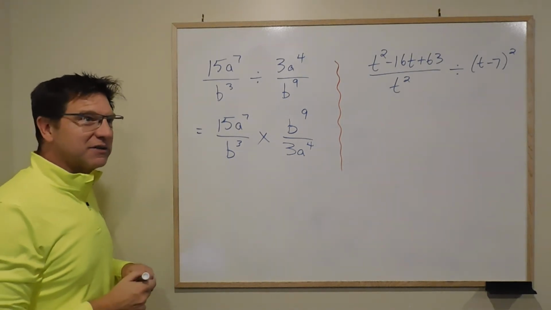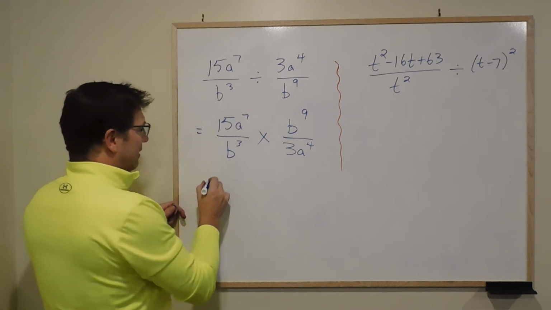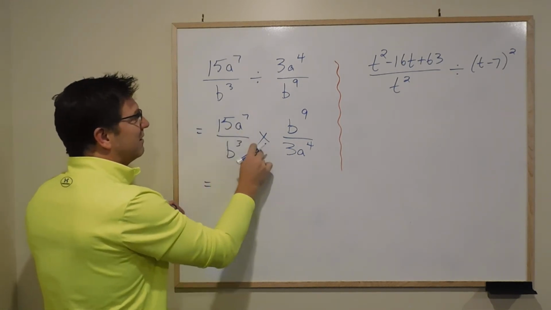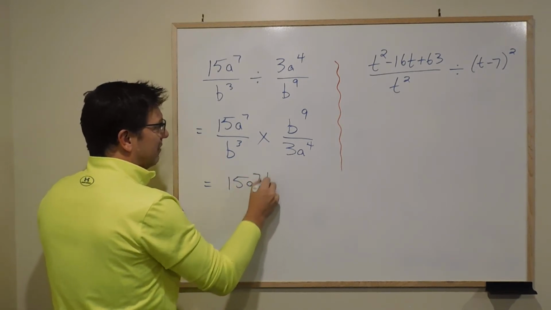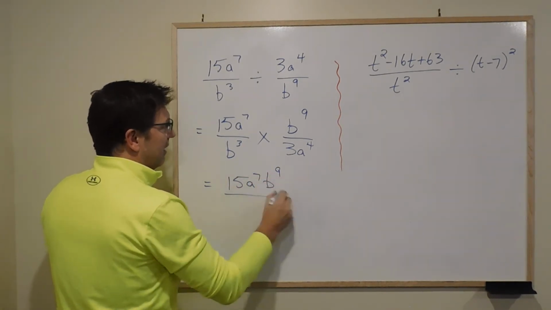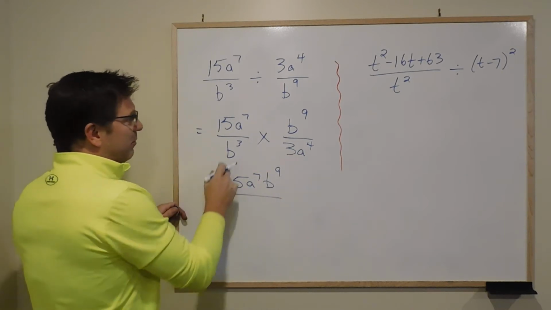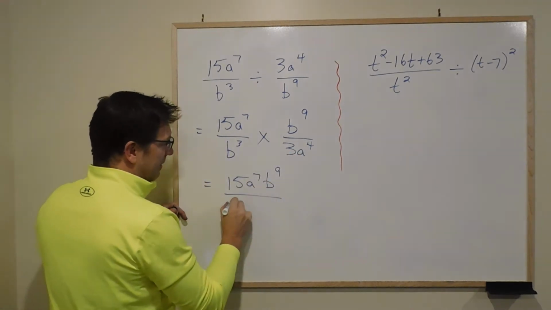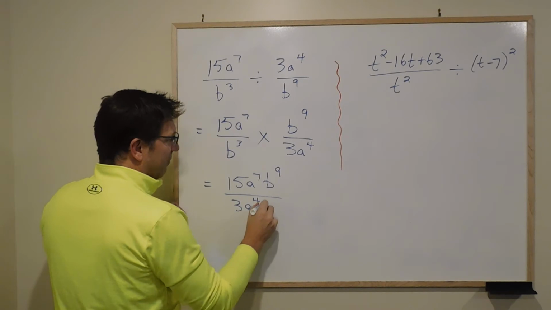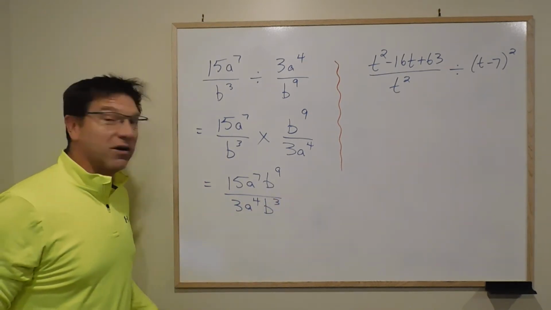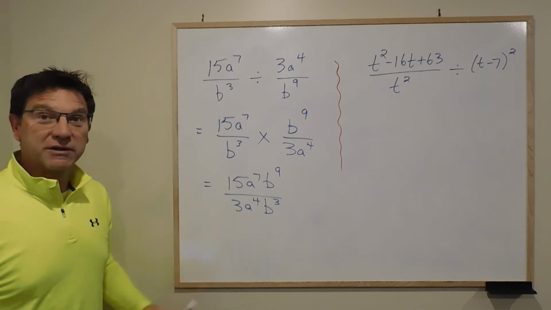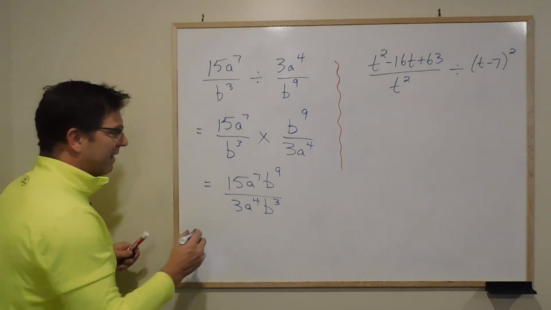Well, I'm going to actually do an extra step here. I'm going to put these together. 15a to the 7th b to the ninth would be 15a^7b^9. We're going to multiply the bottom, b cubed, so that would be 3a^4b^3. Now notice what I've done is I've put the variables in alphabetical order, which is common for math. And then I can do this.